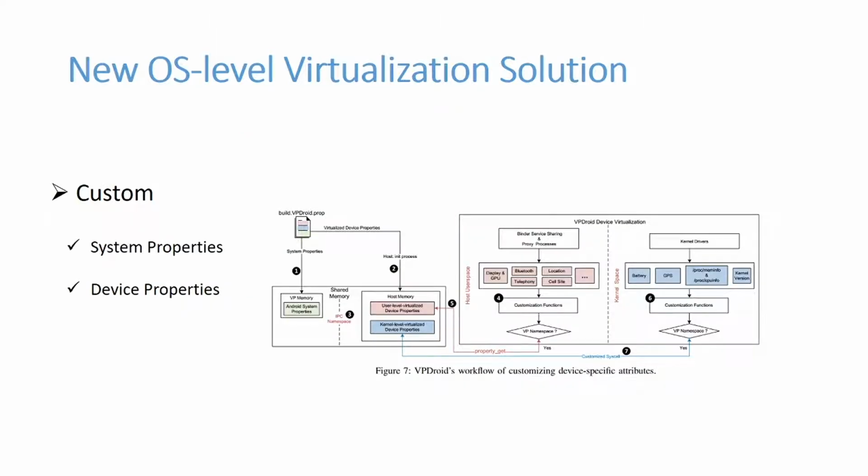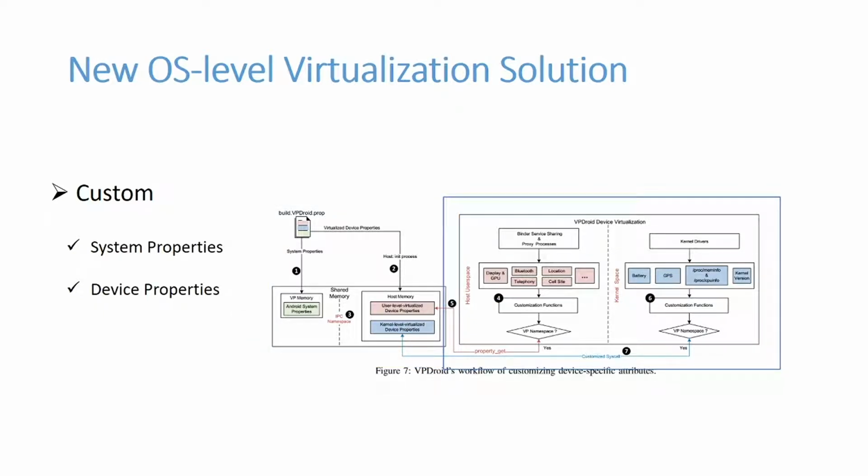Based on the new Android OS-level virtualization framework, we customize the VP device attributes, including system properties and device properties. First, when booting up the VP, we enforce the VP init process to load the customized properties from build into the VP's shared memory space. Second, other processes inquire about the customized properties at runtime by calling propagate, an API to read the data from the shared memory into other processes.